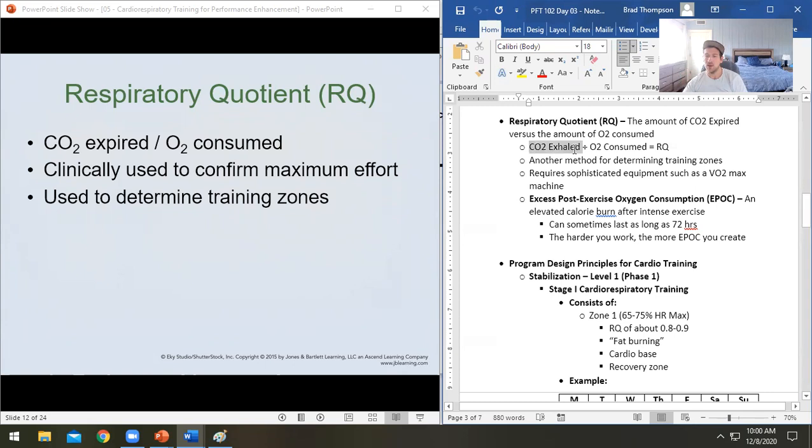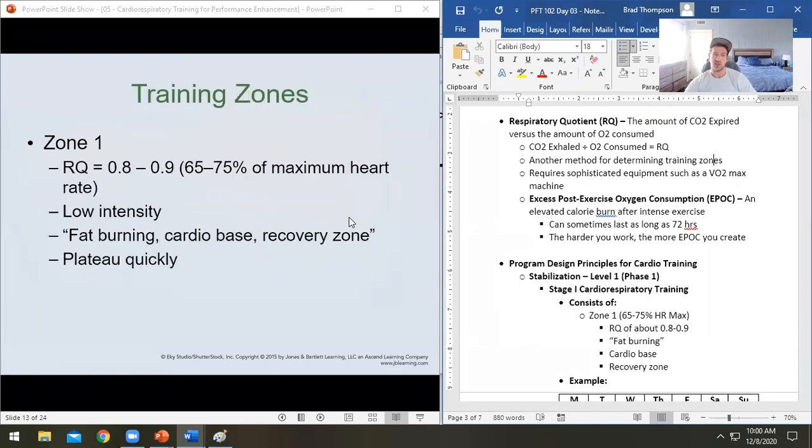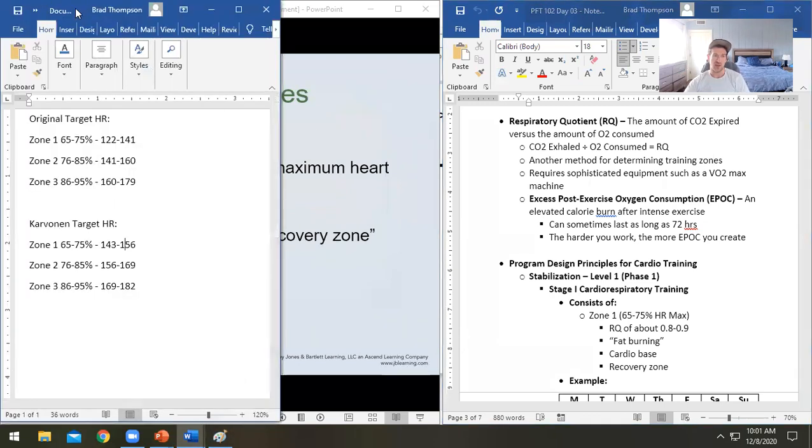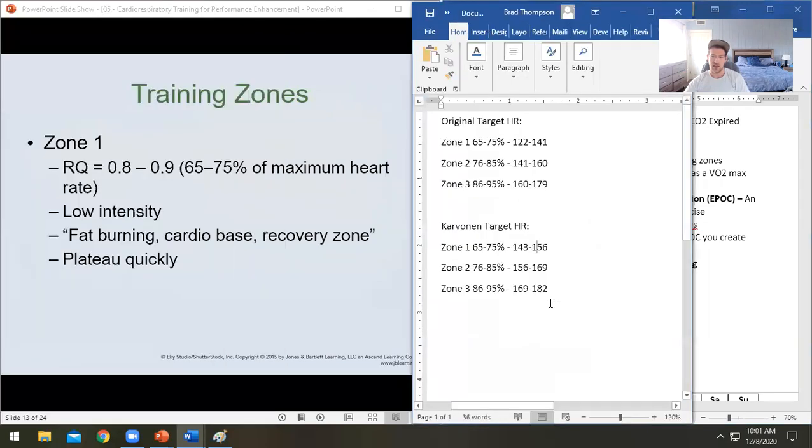So that's your respiratory quotient, right? It's the amount of CO2 exhaled divided by the oxygen you are consuming. So this is another method for determining your training zones. Like if we use your VO2 max, for instance, we're measuring the maximum volume of oxygen consumed, right? So here's the thing. When I look at this zone right here, if I'm in zone 1, and I'm just going to look at the zones in general, respiratory quotient here, right? We've got zone 1, which again is 65 to 75% heart rate max.